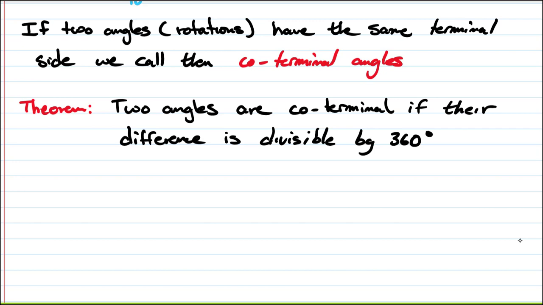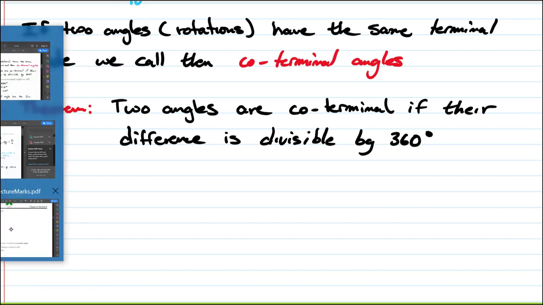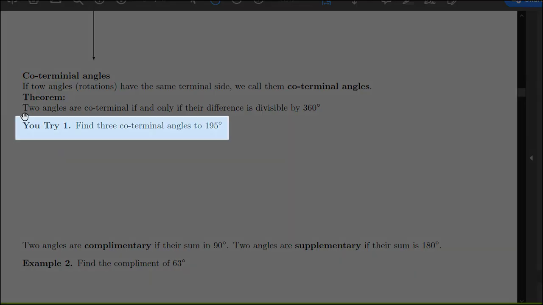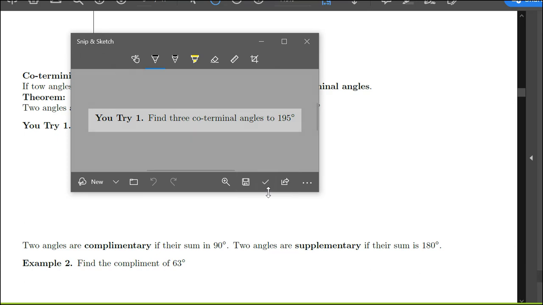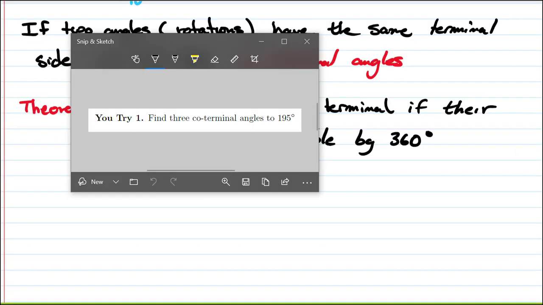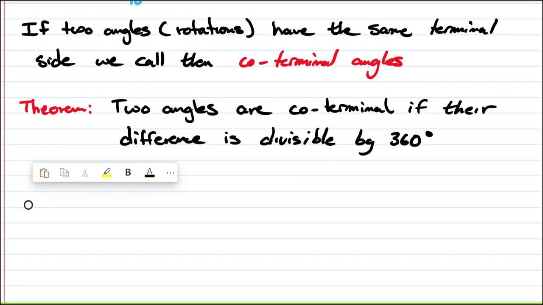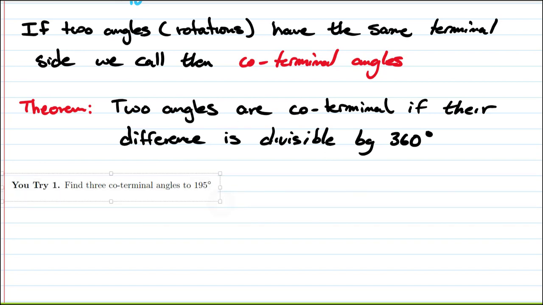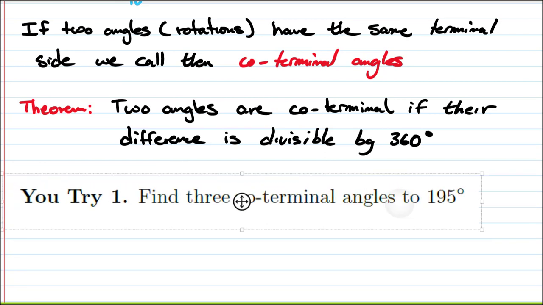So it's now your turn. So go ahead and try your U try number 1. So for U try number 1, it says find 3 coterminal angles to 195 degrees.